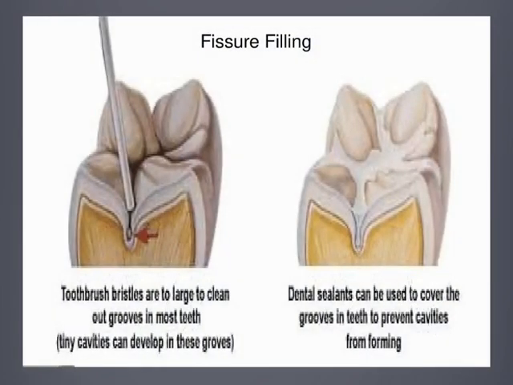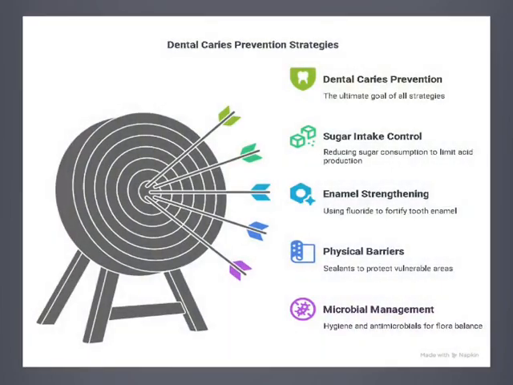Fissure sealants protect teeth by covering grooves too narrow for toothbrush bristles to clean effectively. Applying sealants prevents tiny cavities from forming in these vulnerable areas, making them a simple yet powerful tool in cavity prevention. All prevention strategies aim to reduce dental caries by controlling sugar intake, strengthening enamel with fluoride, creating physical barriers like sealants, and managing microbial balance through good hygiene and antimicrobials. This comprehensive approach targets the root causes of caries to maintain healthy teeth.